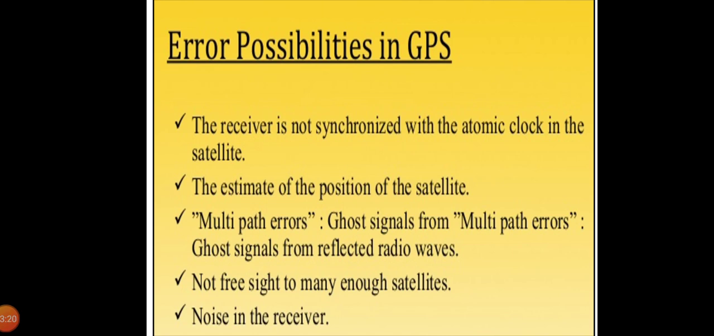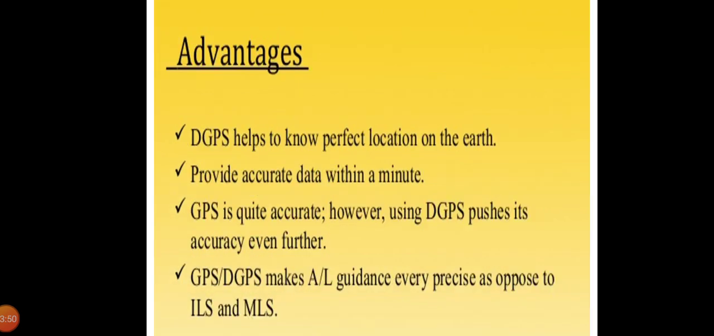So these are the possible errors in a normal GPS system. The receiver may not be synchronized with the atomic clock of the satellite, the estimate of the position of the satellite may have some errors, and multipath errors may occur. Multipath refers to reflected radio waves, and there may not be a clear line of sight to enough satellites, along with noise errors. So these error possibilities are avoided in DGPS.